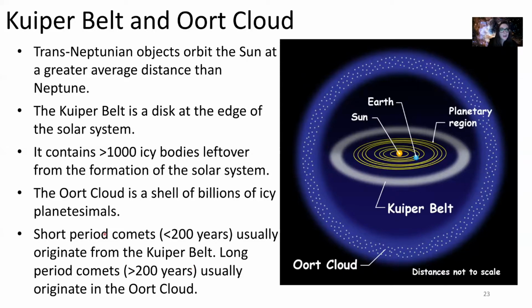So what we call short period comets, or comets that have an orbit around the sun that's less than 200 years, usually originate from the Kuiper Belt, this ring of material at the edge of the solar system. But beyond that, in this sphere of icy bits surrounding our solar system, long period comets usually originate in the Oort Cloud.